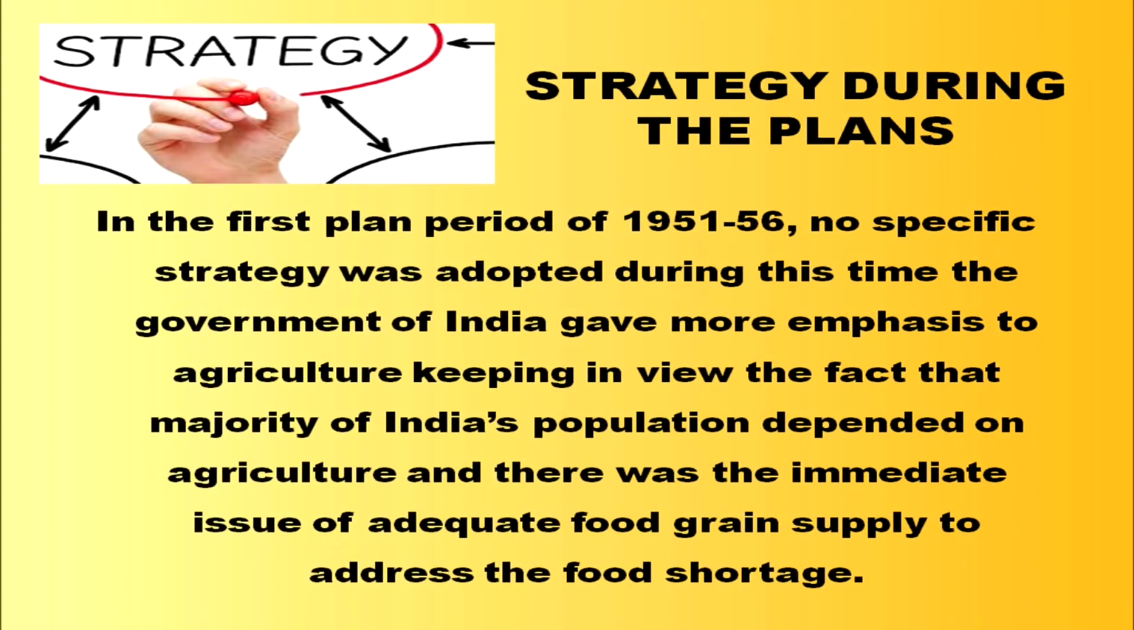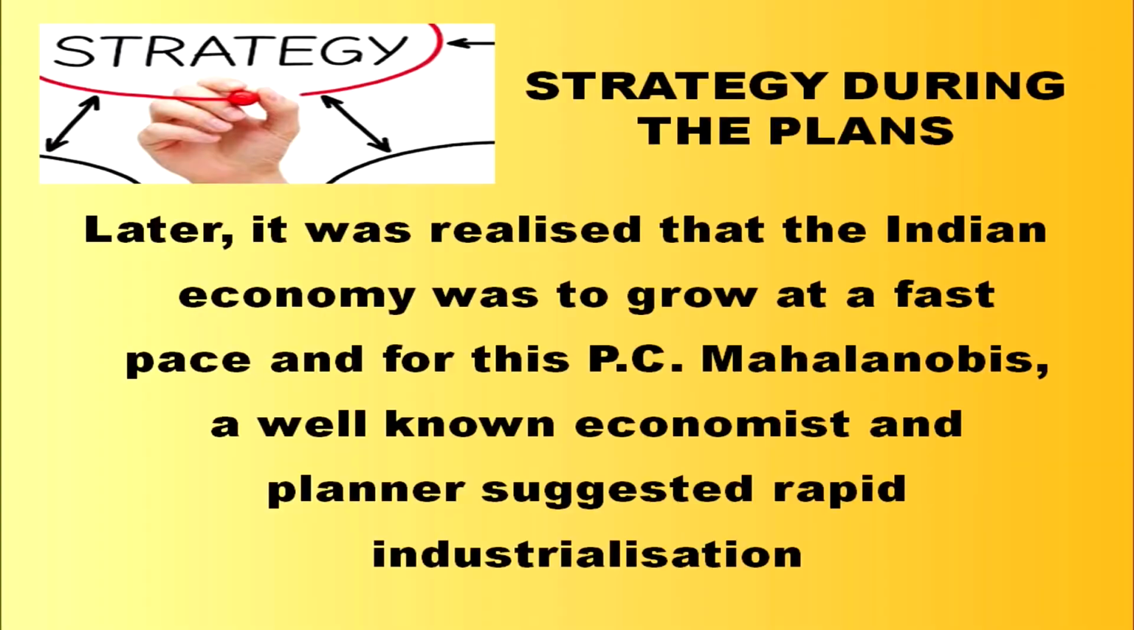In the first plan period of 1951 to 56, no specific strategy was adopted during this time. The Government of India gave more emphasis to agriculture, keeping in view the fact that the majority of India's population depended on agriculture and there was the immediate issue of adequate food grain supply to address the food shortage. But was this enough? No. Later, it was realized that the Indian economy was to grow at a fast pace.